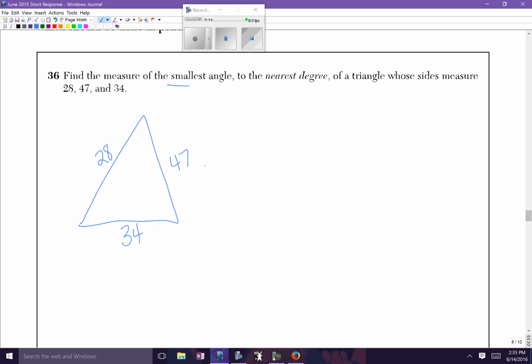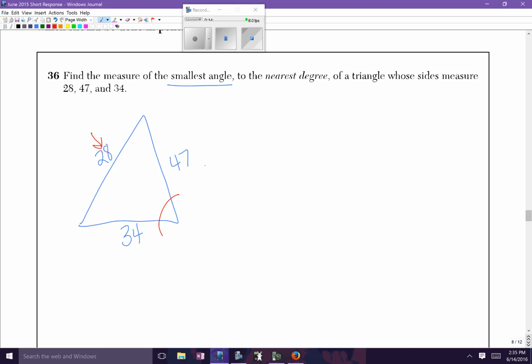They want to find the smallest angle. So I know the smallest angle is across from the smallest side. This is my smallest side, so I'm looking for this angle. So if we wanted to be clever about this, we've already used the law of sines. And if you were thinking that you wanted to use the law of sines for this, we're missing some information.